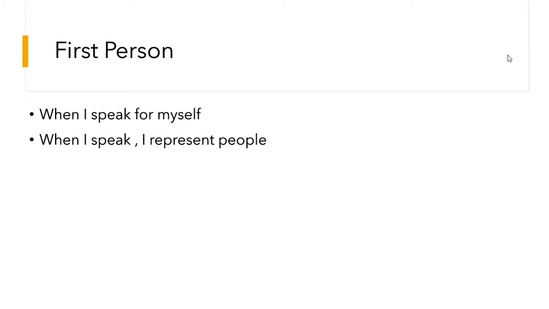Before we actually go into the next example, we first will know what are the pronouns that come under the first person. I for singular, we for plural. These two pronouns will be part of the first person. Let's take an example.